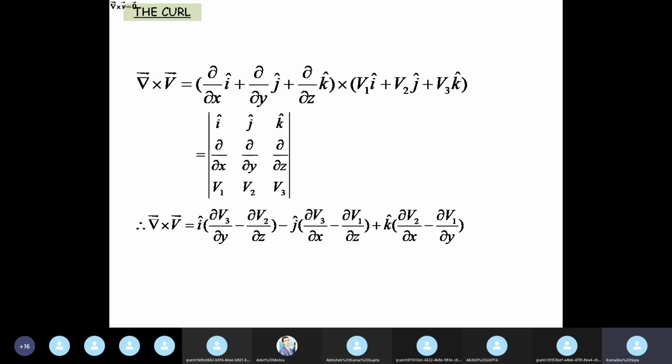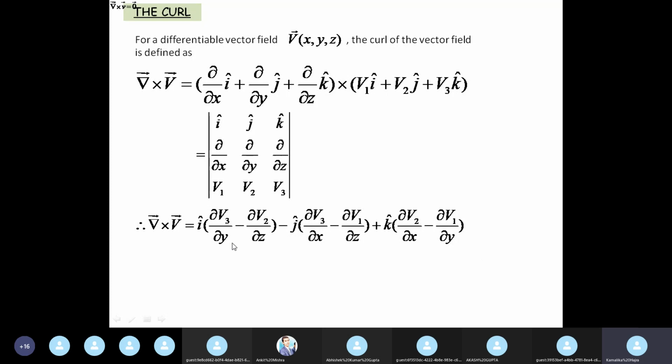differential operator, which is the curl. So for a differentiable vector field v of x, y, z, the curl of the vector field is defined in this manner. Curl of v, which means you write the form of the del operator, del x i cap plus del y j cap plus del z k cap, and take the cross product with v, v1 i cap plus v2 j cap plus v3 k cap. All of you know the formula for the cross product: the determinant with i, j, k, del x, del y, del z, and v1, v2, v3. So this is the form of the curl.